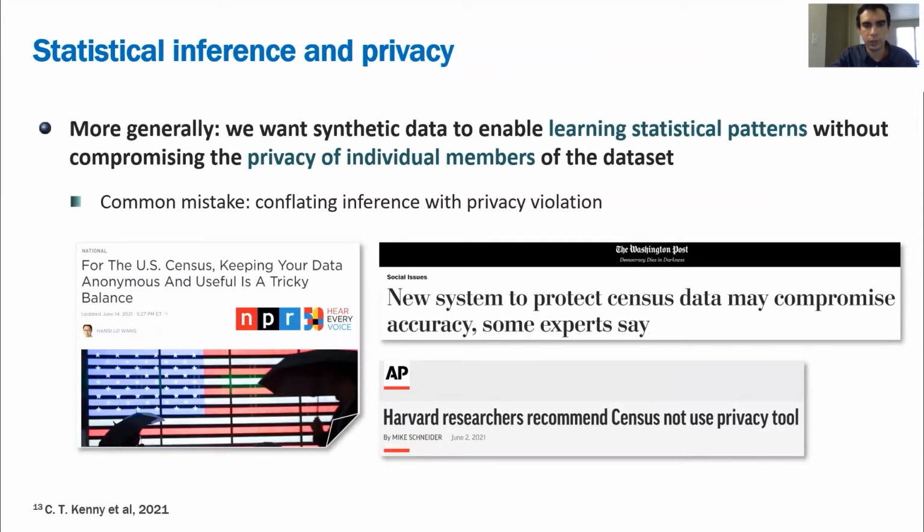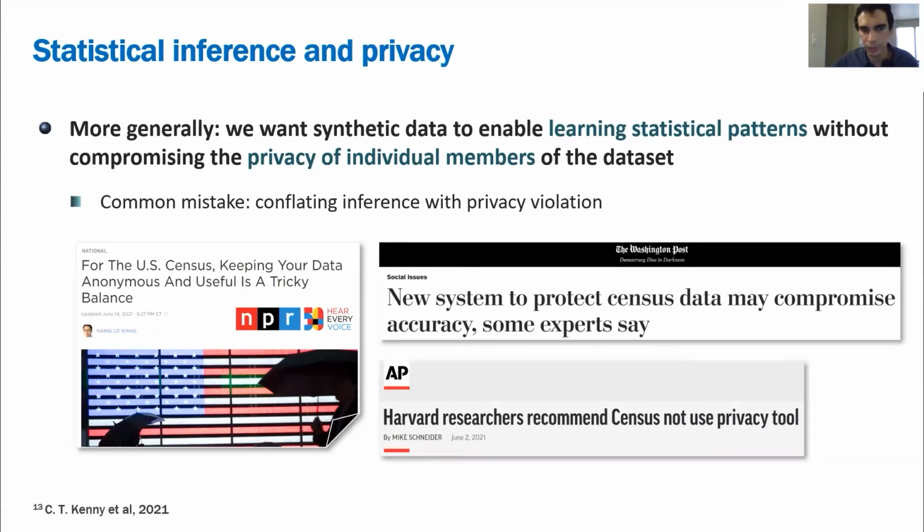So how do we define privacy in this case? What kind of notion should we use to evaluate model privacy or regularize the generative model so as to not violate patient privacy? Before defining privacy, we need to make it clear that statistical inference is not a form of privacy violation.